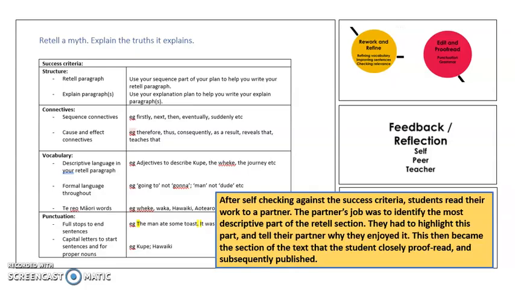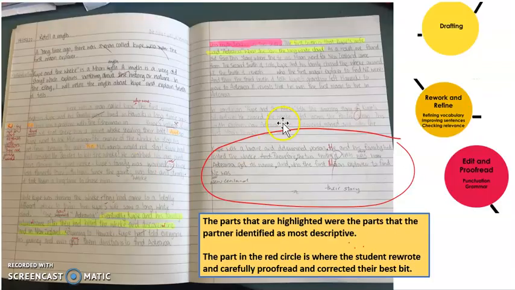And after that they did a self-check, and they were moving towards making sure that it was refined, and then checking for some of their own errors. They then had to work with a partner. Their partner's job was to highlight in the text the part that they had thought was most descriptive, and they told the student why they liked it.